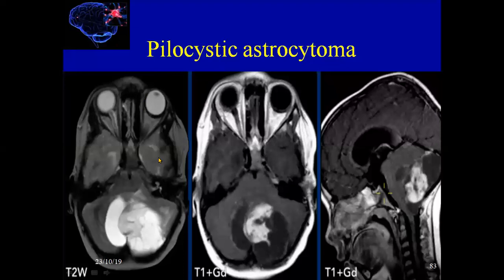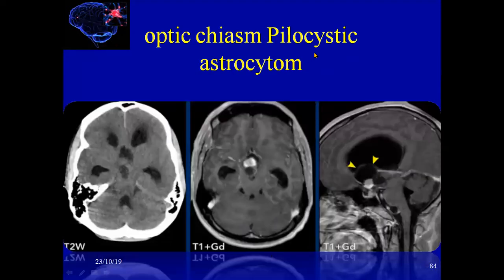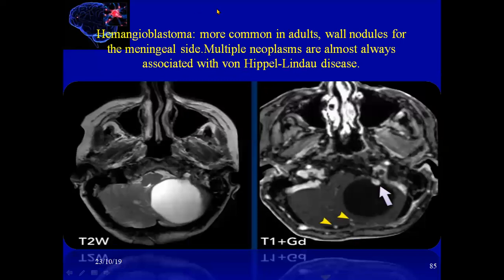Here is a pilocytic astrocytoma with a big nodule. Sometimes the cyst will be enhancing or not enhancing. This is an optic pilocytic astrocytoma. Sometimes we find a difficult diagnosis with craniopharyngioma, but craniopharyngioma sometimes has calcification. Hemangioblastoma is more common in adults. It shows a wall nodule here, and it can be seen in von Hippel-Lindau disease.